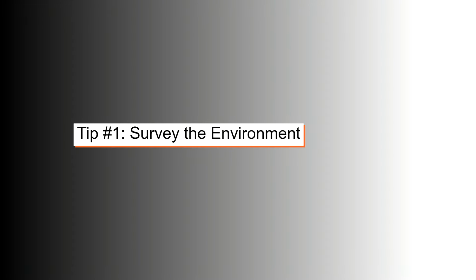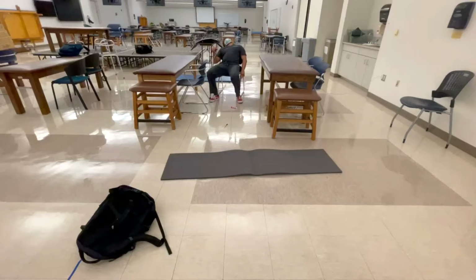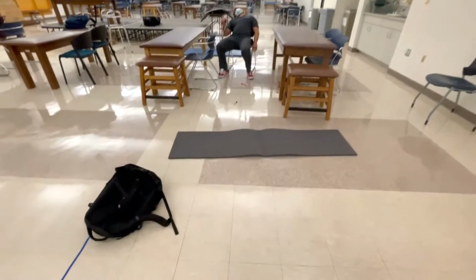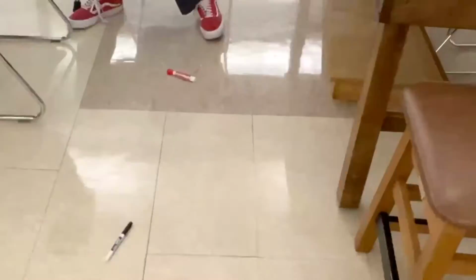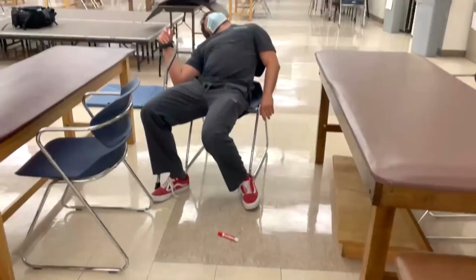Tip number 1 is to survey the environment. Tripping or slipping on objects that are left on the floor presents a huge fall risk for patients, especially if they have difficulty with walking and balance already. Before getting a patient up and moving, it's important to make sure the walking path is clear of any obstacles or miscellaneous objects that the patient may trip on.